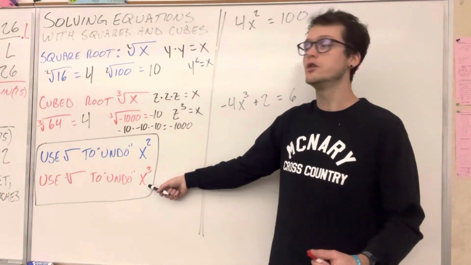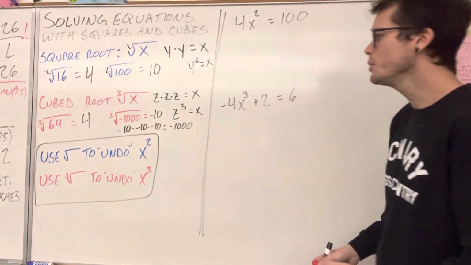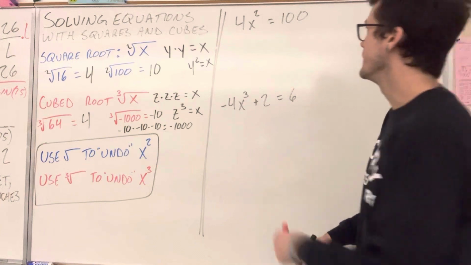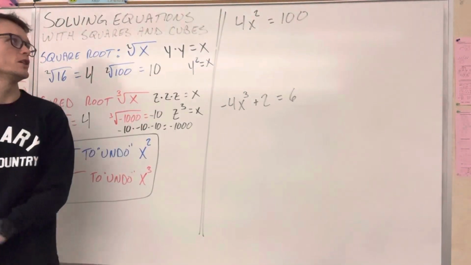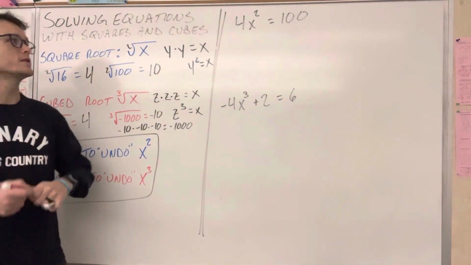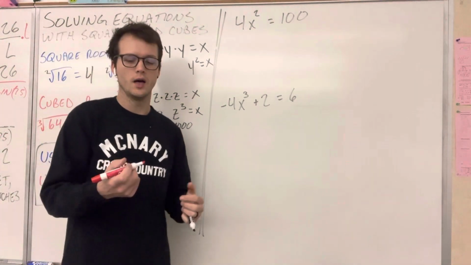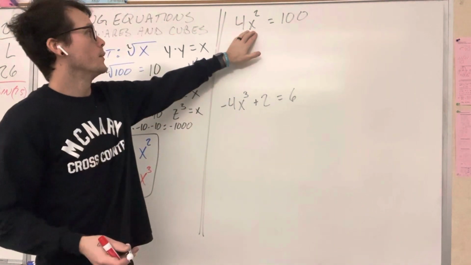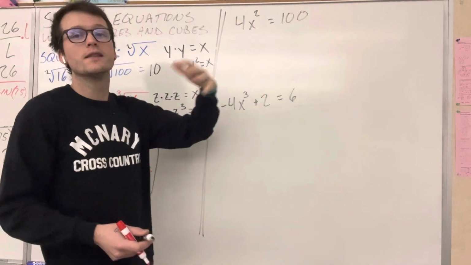This is probably a little bit new, and that's quite all right. Let's do a couple examples and see where we can get. So this first one, 4x cubed equals 100. The first thing I want to do is isolate all the variables. So I'm going to get this x cubed by itself first, and then we'll deal with that.